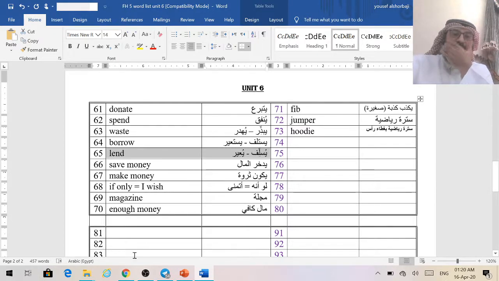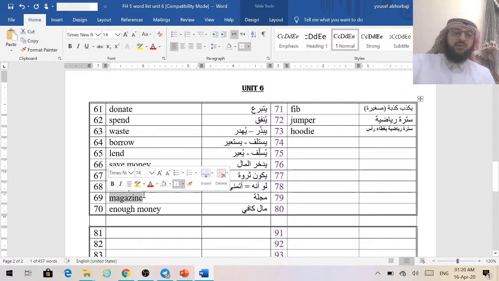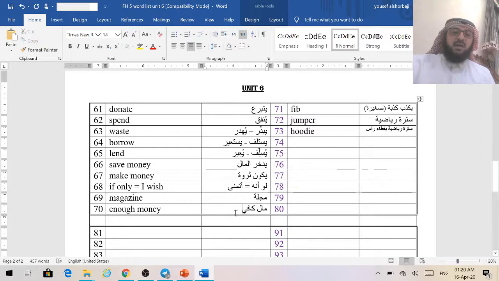مجلة magazine, this is an Arabic word by the way, it is derived from the word مخزن, magazine, and then it has become with this meaning later. مال كافي enough money, يكذب fib, سترة رياضية jumper, سترة رياضية بغطاء رأس من الخلف hoodie.